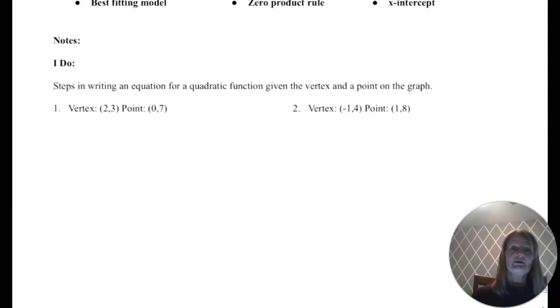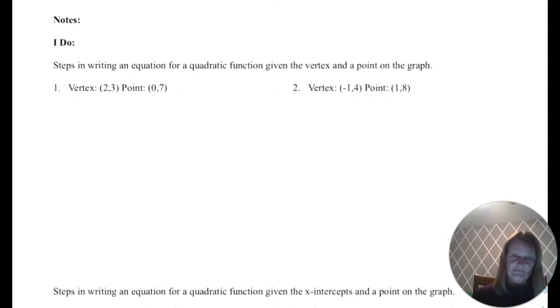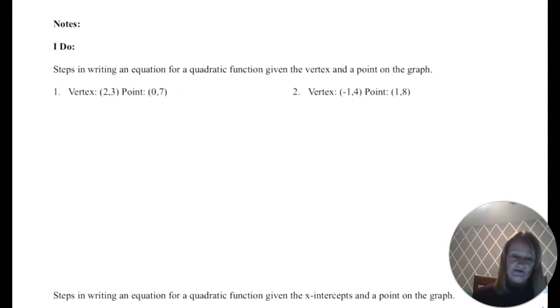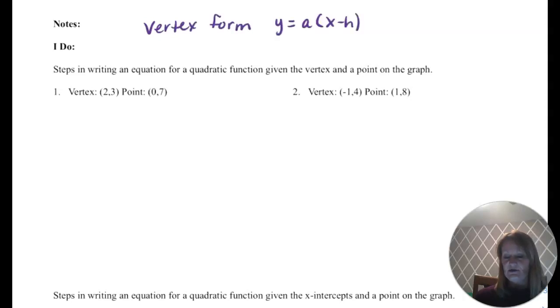So the first one that we're going to look at is how you write the equation when you are given a vertex and a point. Hopefully it makes sense that if you're going to write an equation in vertex form, you probably want to use y. Let's write that down real quick. Hopefully you remember y equals a(x minus h) squared plus k. And remember, by given, our vertex is our h and k.